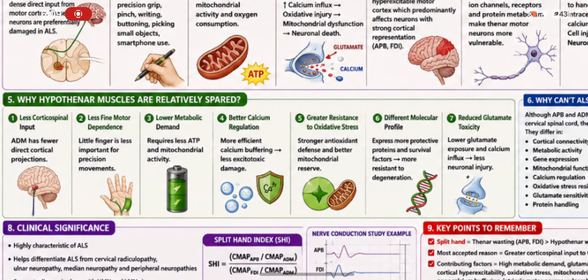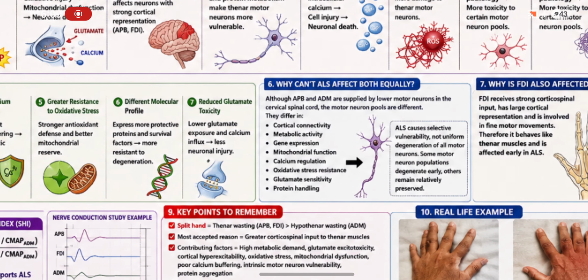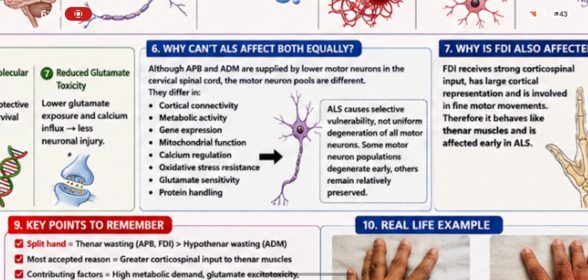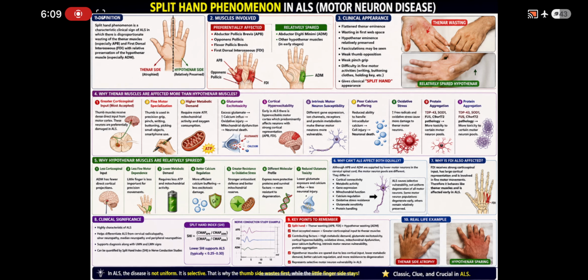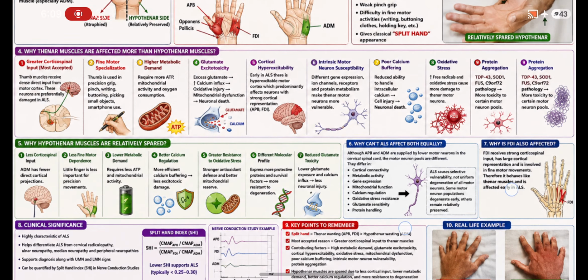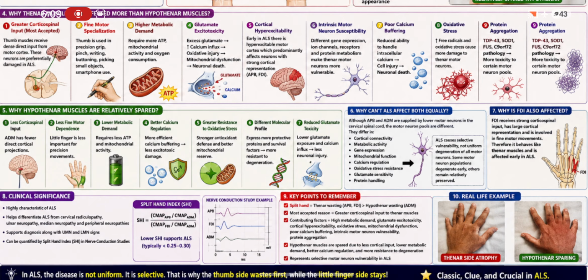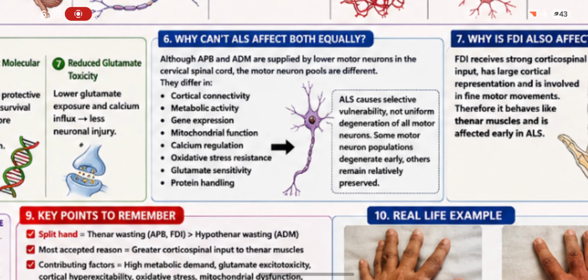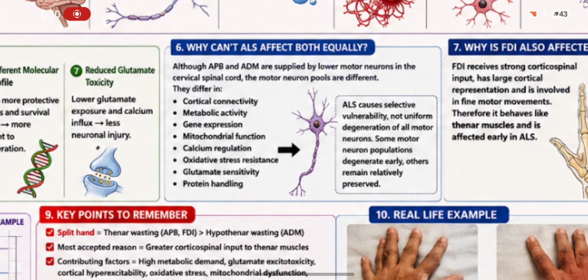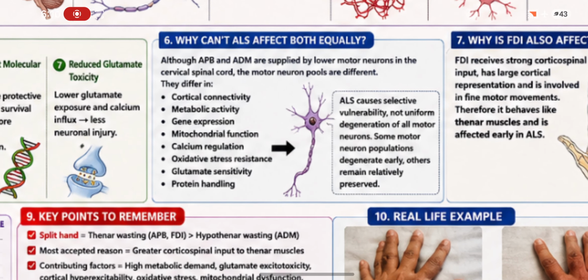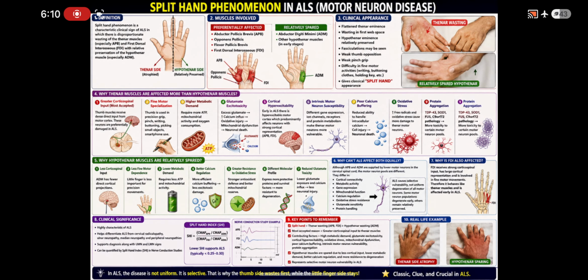An important examination question is why ALS does not affect both thenar and hypothenar muscles equally, since both are supplied by lower motor neurons located in the cervical spinal cord. The answer is that although these motor neurons are anatomically close to one another, they are biologically distinct. They differ in their cortical connectivity, metabolic activity, gene expression, mitochondrial function, calcium regulation, oxidative stress resistance, glutamate sensitivity, and protein handling. ALS is therefore not a disease that damages all motor neurons uniformly. Instead, it is a disease of selective motor neuron vulnerability, in which some motor neuron populations degenerate much earlier than others.